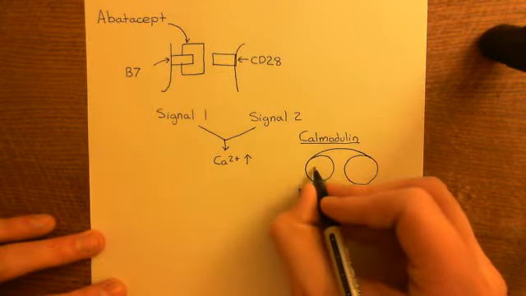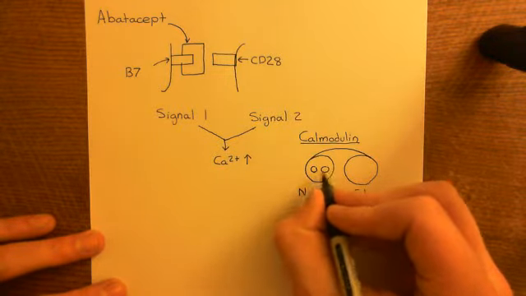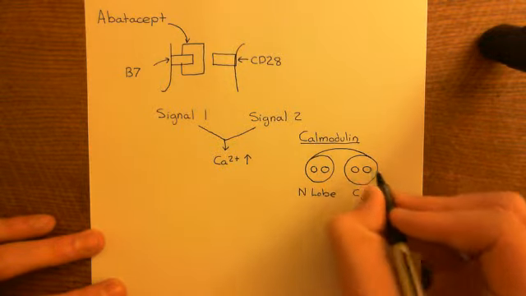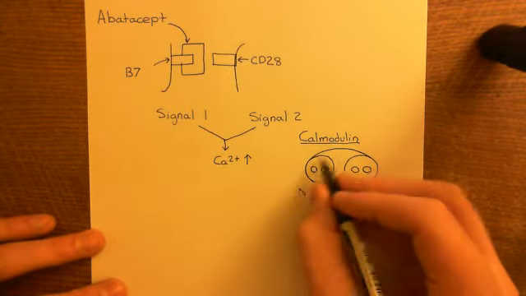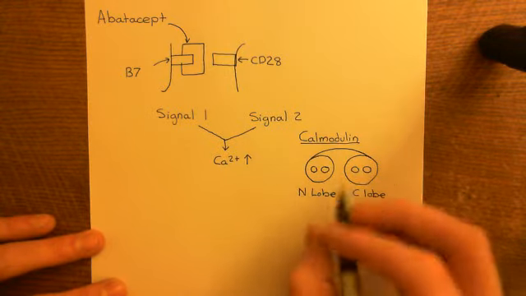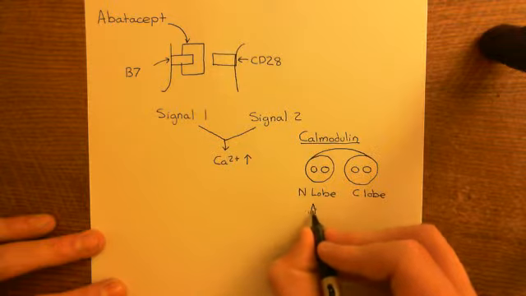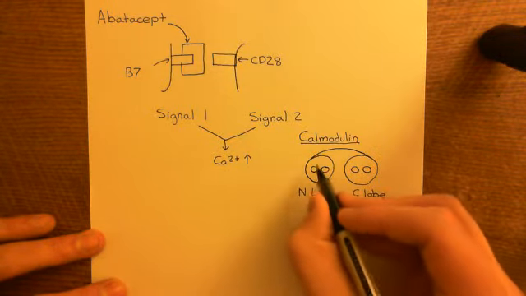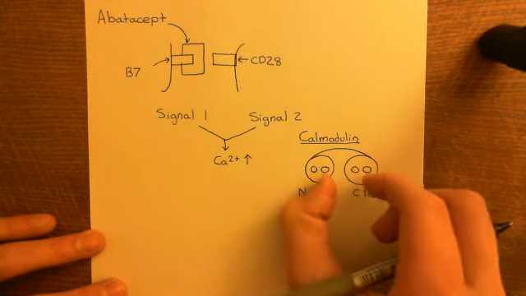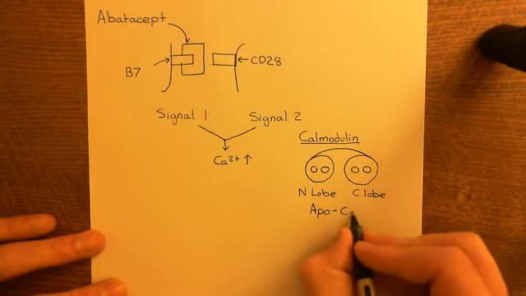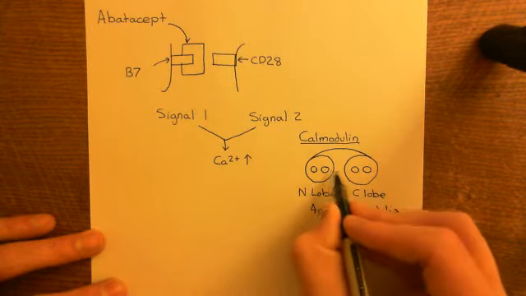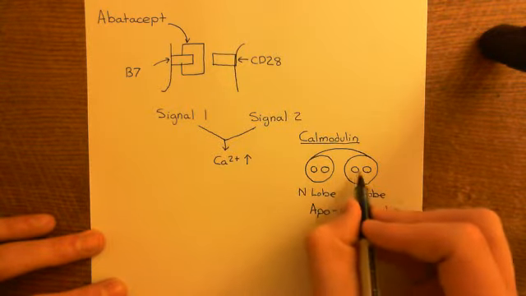Now, both the N lobe and the C lobe have two calcium binding sites. So here on the N lobe we have two calcium binding sites, and here on the C lobe we also have two calcium binding sites. This structure that I've shown you here is the structure of calmodulin when it has no calcium bound to its calcium binding sites, and it is sort of hunched over like this. The two lobes are kind of folded back in on one another. This structure is known as apocalmodulin.